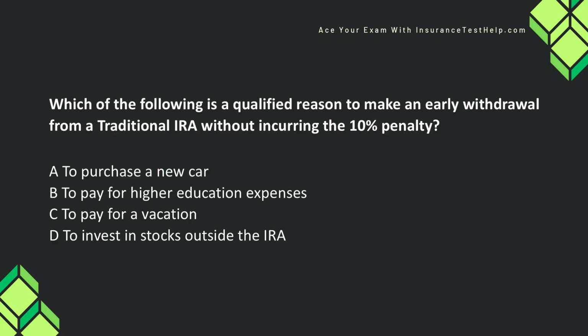Which of the following is a qualified reason to make an early withdrawal from a traditional IRA without incurring the 10% penalty? Remember, you're still going to pay income tax, but you're not going to pay that extra 10% penalty. Is it A, to purchase a new car, B, to pay for higher education expenses, C, to pay for a vacation, or D, to invest in stocks outside the IRA?